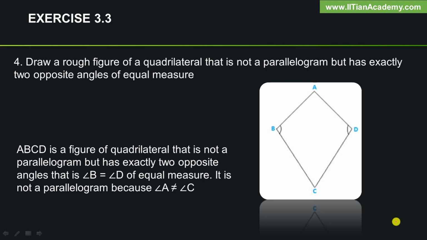Question 4. Here, we have to draw a rough figure of a quadrilateral that is not a parallelogram, but has exactly two opposite angles of equal measure. ABCD is a figure of a quadrilateral that is not a parallelogram, but has exactly two opposite angles, that is, B equals D, of equal measure. It is not a parallelogram, because A is not equal to C.